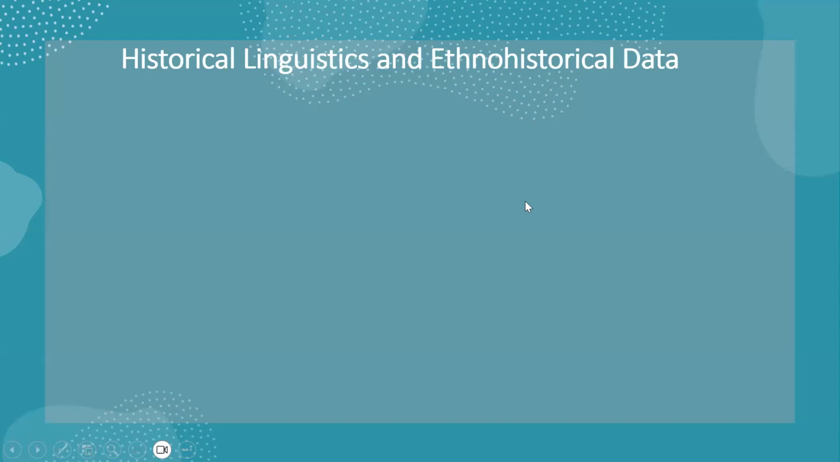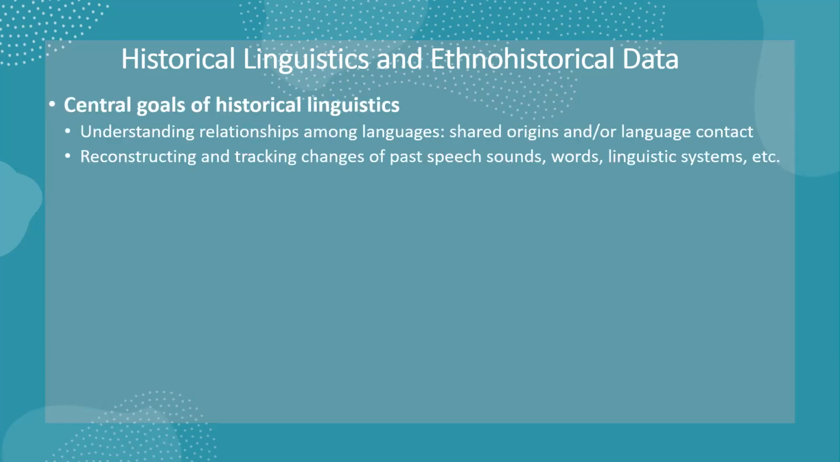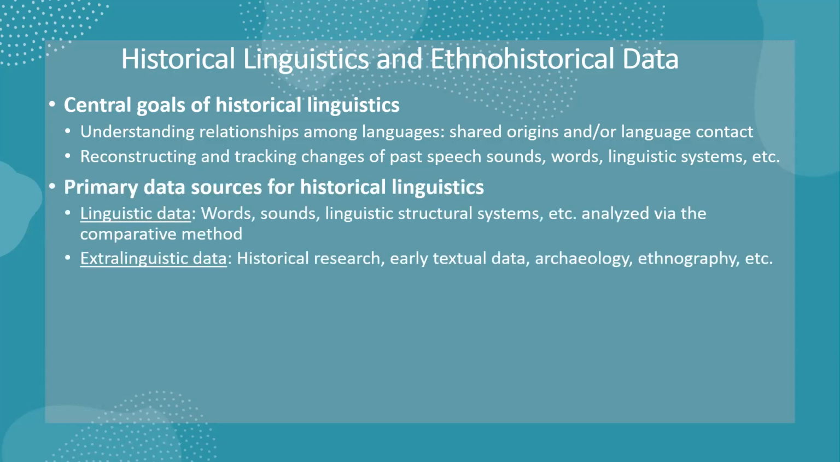Okay. So historical linguistics, I'd like to just say something sort of simplistic, but just because we're in an interdisciplinary workshop, something about historical linguistics and ethnohistorical data. Now, central goals of historical linguistics are, of course, understanding relationships among languages, which includes shared origins and/or language contact. We also reconstruct and track changes of past speech sounds, words, other various linguistic systems and such. And to do that, we use linguistic data. We look at words and sounds and linguistic structural systems and so on, and we analyze it with the comparative method.